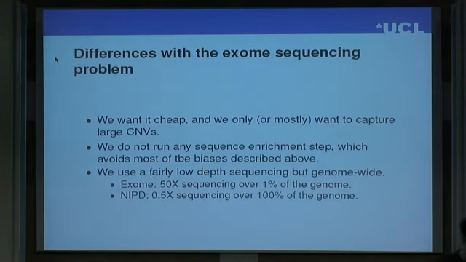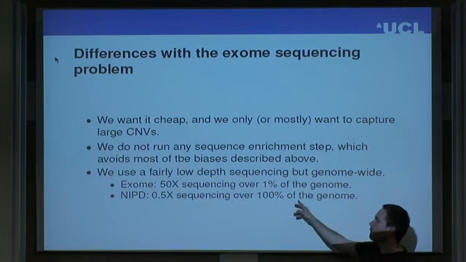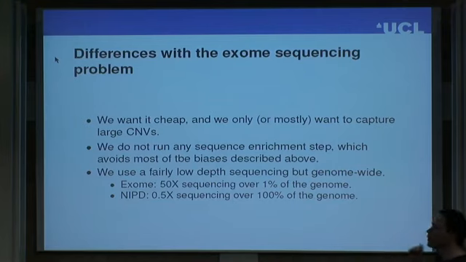So it's quite a different situation with exome sequence data. First, we want to make it cheap, because cost is a major concern of the NHS. Whatever we implement, the NHS has to be as cost-effective as possible. While for the exome sequence we have something like 50x sequencing over 1% of the genome, the NIPD strategy is very different. We use a very shallow depth, 0.5x, over 100% of the genome.